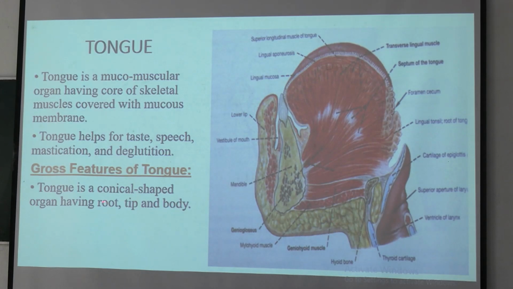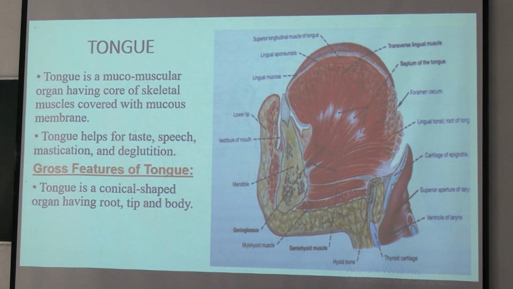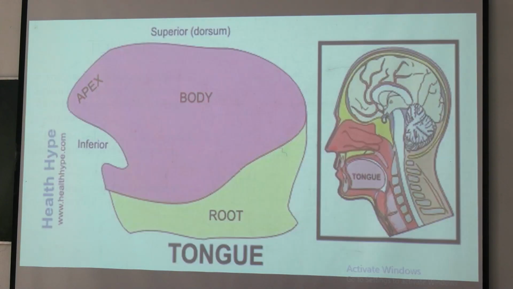The tongue is a conical shaped organ having a root, a tip, and a body. This is the tip of the tongue. This part is known as the root, where it is attached to the floor of the oral cavity, and this part is the body of the tongue. Okay. See here, this is the tip or apex. Here is the root where it is attached to the floor of the mouth, and the rest of the part is the body. And see the different surfaces. This is the superior surface or dorsum of the tongue, and this part is the inferior surface.